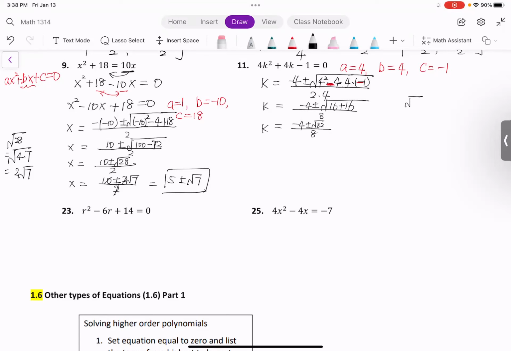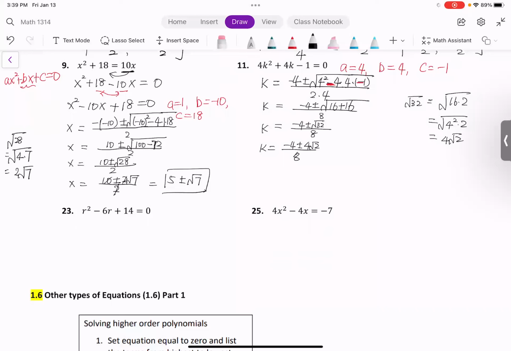What is the square root of 32? I know that 32 equals 16 times 2, and 16 is 4 squared. So we have 4 times the square root of 2. Then k equals (-4 plus or minus 4 square root of 2) over 8. Then we divide the top and bottom by 4, the greatest common divisor.